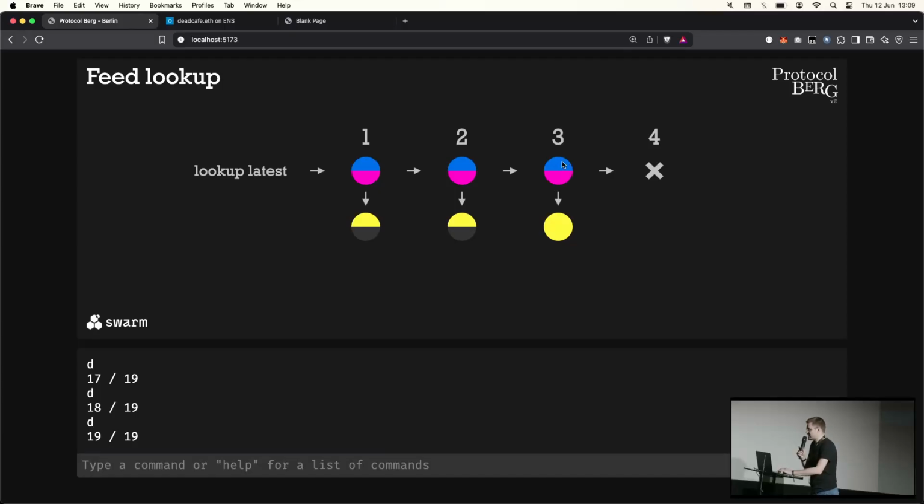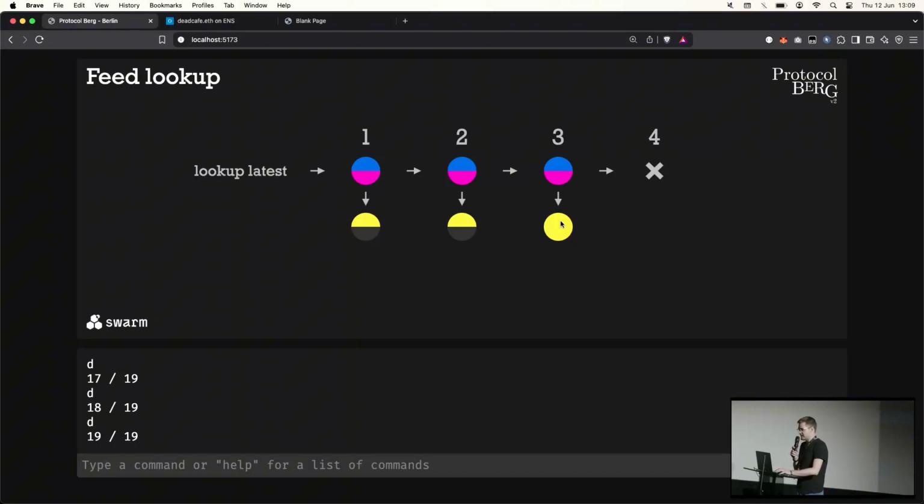So as we discussed, the single owner chunk has a pointer to the content address chunk. So you get that reference from its payload and go there and fetch that content addressed chunk. Okay, so this is how you can have mutable data where chunks are mostly immutable under the hood.